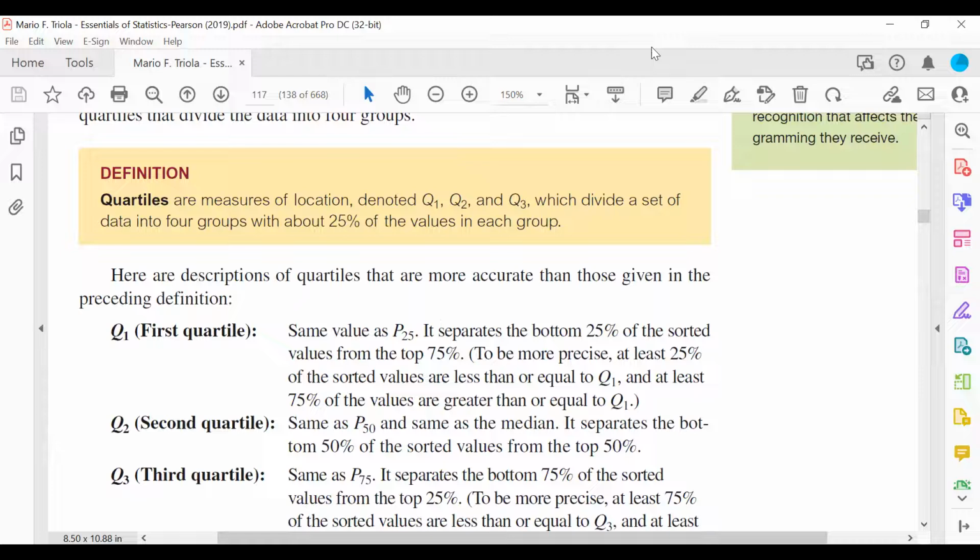All right, so quartiles divide the data set into 4 groups with about 25% of the values in each group. Okay, so you have Q1, Q2, and Q3.